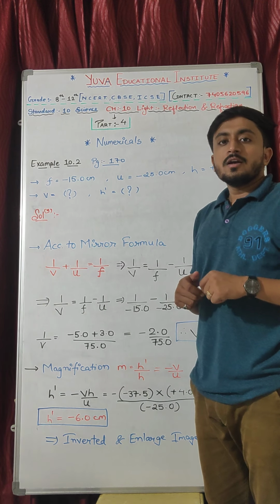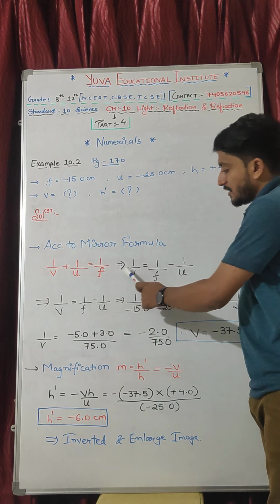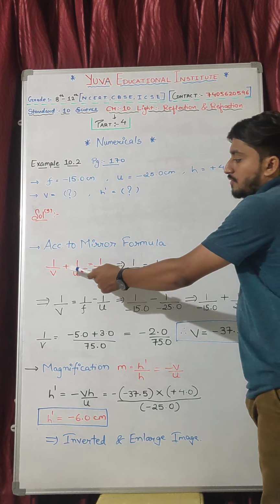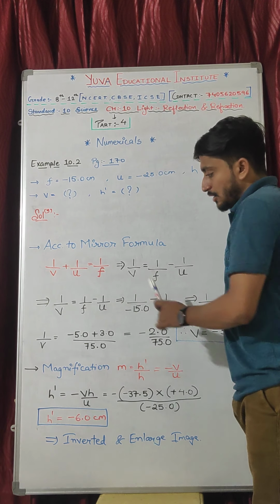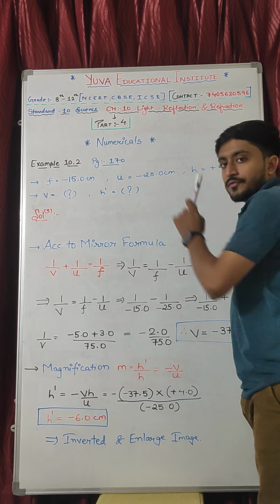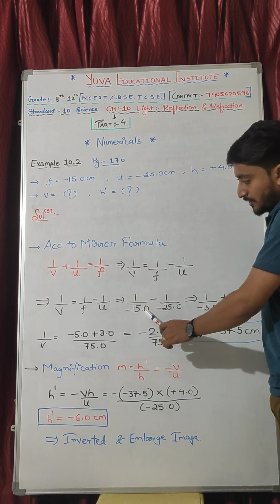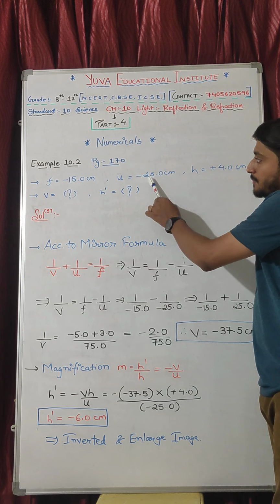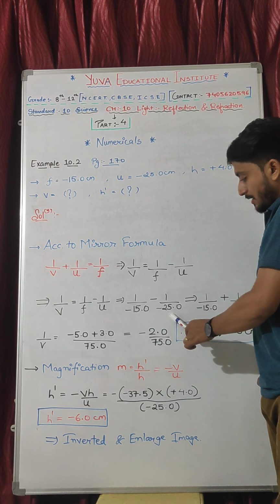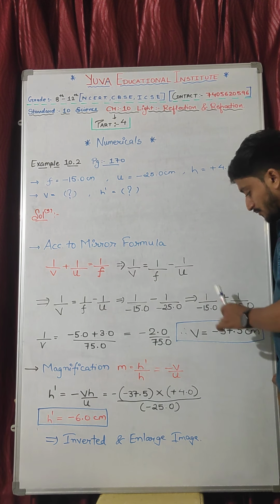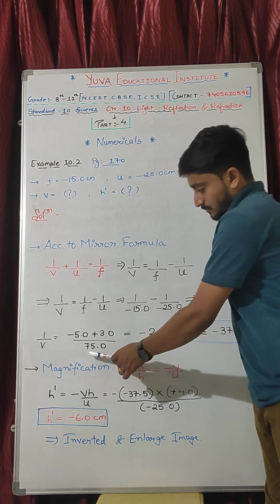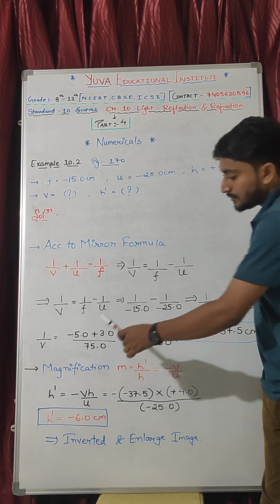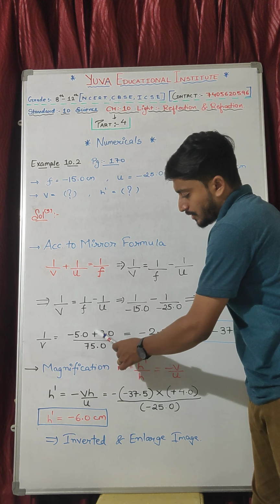Again we have to find v, making 1 upon v the subject, then 1 upon f minus 1 upon u. Your 1 upon u is shifted to RHS, so it becomes negative, right? Now place the values. Your f is minus 15.0. What is the value of u? Minus 25, right? Now solve this sign, minus minus will become plus 1 by 25.0. Now take the LCM of this, students. It is 75.0, and on the numerator you get minus 5.0 plus 3.